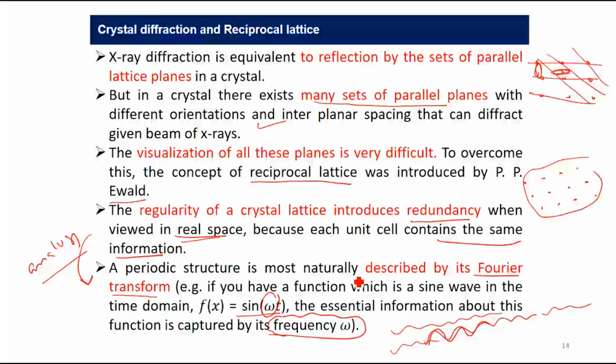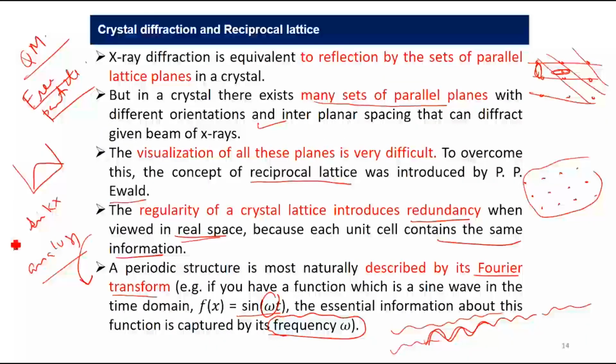If you're not understanding this, remember your quantum mechanics course. Did you study a free particle in quantum mechanics? When you studied something like a particle in a box, what you did was something like root 2 by L sine kx. All these x things were coming. That means you are dealing with the problem in position space.